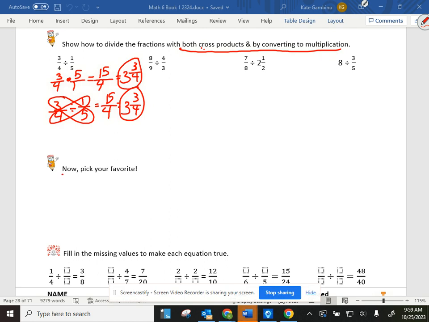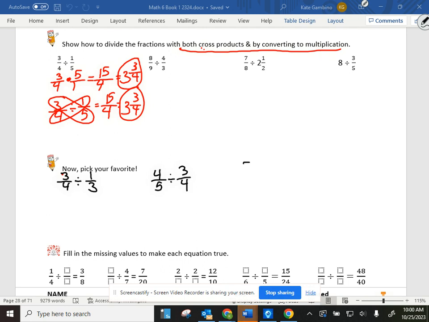Now, we're going to pick our favorite. But Mr. Schultz did not give us fractions. So what I did in my book was I put in some fractions for us to do. So you're going to write these down. We're going to do 4 sets, just like we got 4 up there. So we're going to do 3/4 divided by 1/3. We're going to do 4/5 divided by 3/4.